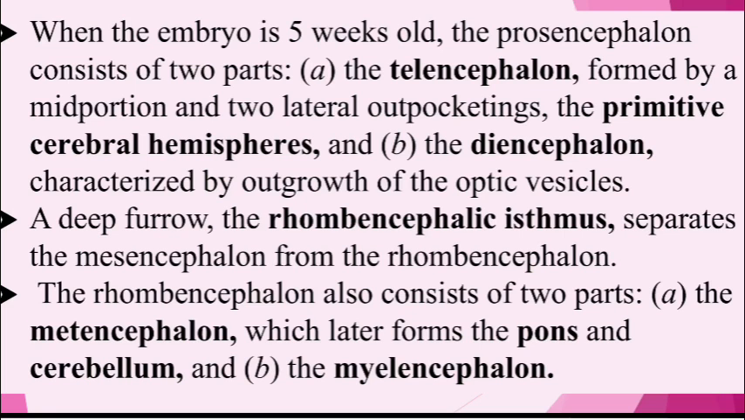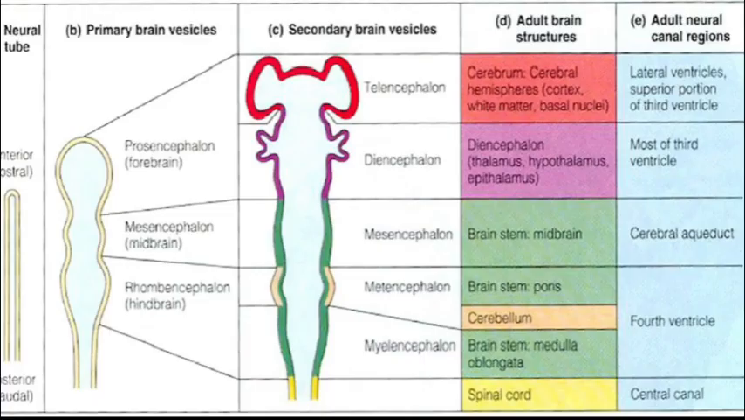Then you must know that this lumen becomes very narrow and is then called the aqueduct of Sylvius, what some call the cerebral aqueduct. The lateral ventricles communicate with the third ventricle through what we call the interventricular foramina of Monro. Right here is an illustration of the primary brain vesicles.